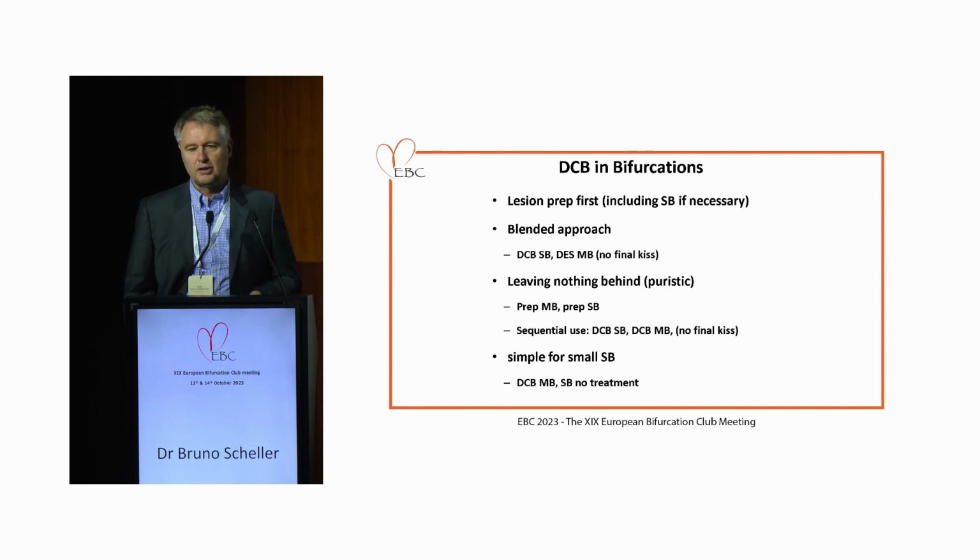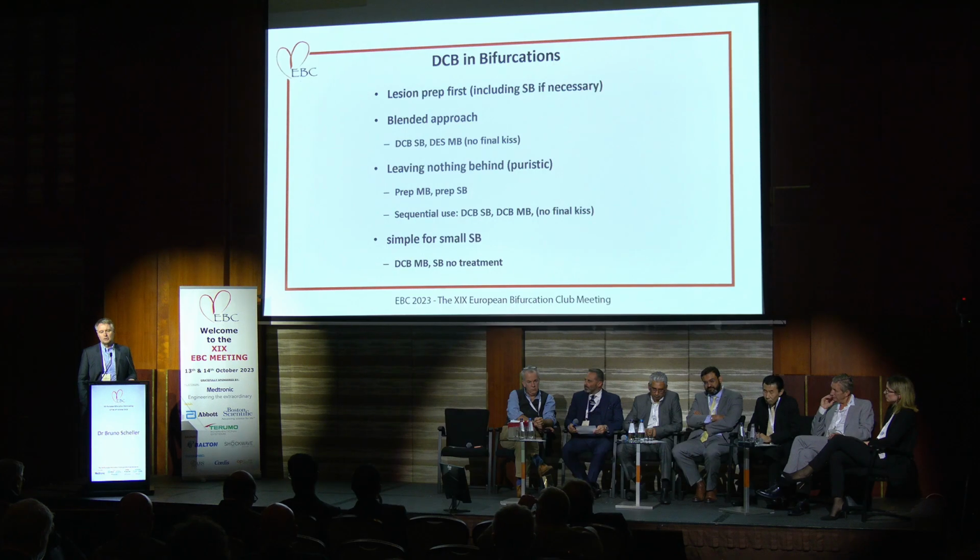The blended approach has been discussed with the stent in the main branch. And I personally prefer the more puristic approach, lesion prep in both branches, and then, according to the recommendations of the DCB-only concept, use stents if you have no acceptable result, otherwise use only the DCB, independent of whether it's the main or the side branch. And for a smaller side branch, there could be the simple approach of using only a DCB treatment in the main branch. Thank you very much.